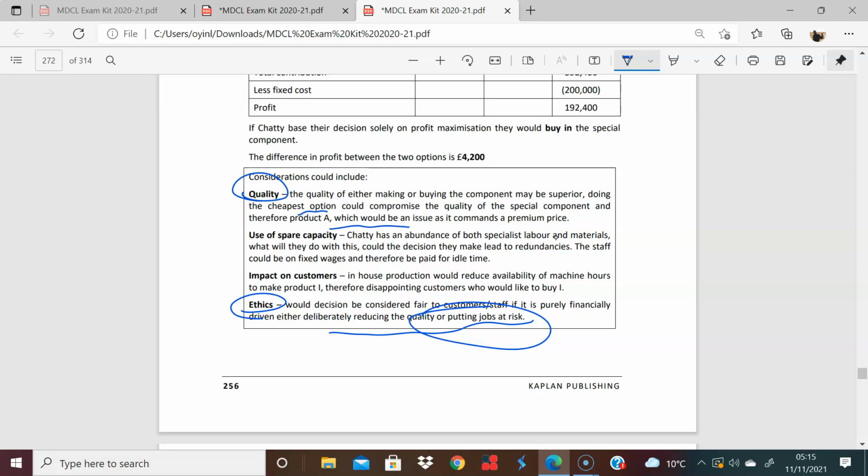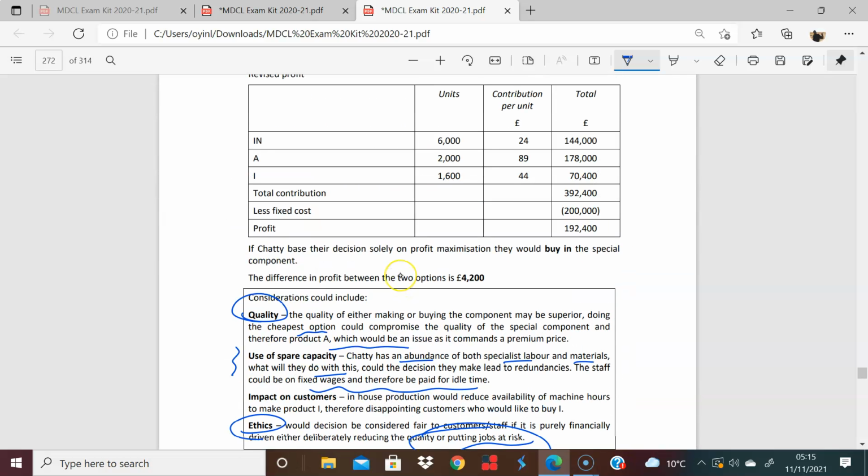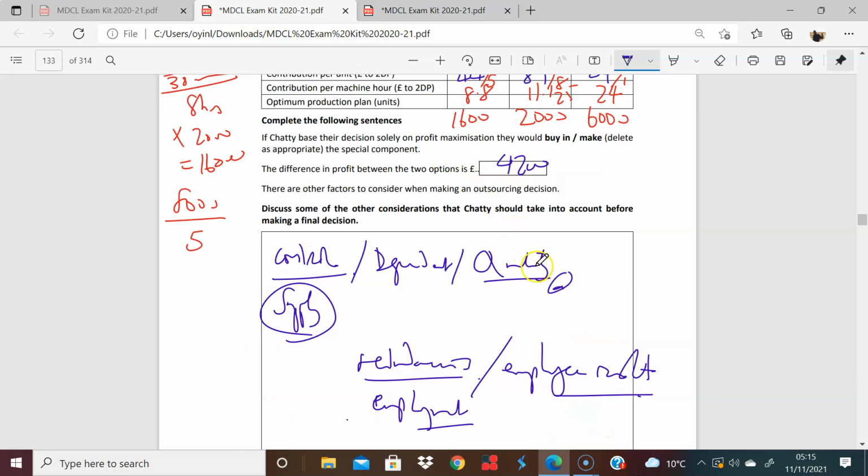Again, the problem here is that if you do have the spare capacity, it may be advisable to use it. It says the company does have an abundance of labor and materials. What will they do with this? Maybe again, you might have to make those tough decisions about redundancies. I think those are some of the key ones: supply control, quality control, ethics, impact on redundancies, and employee revolt, and whether or not making it local is your advantage.